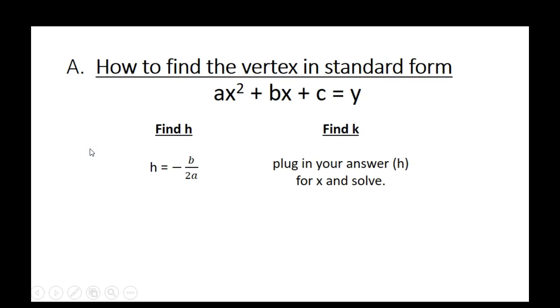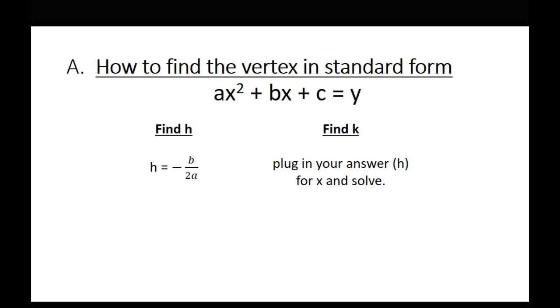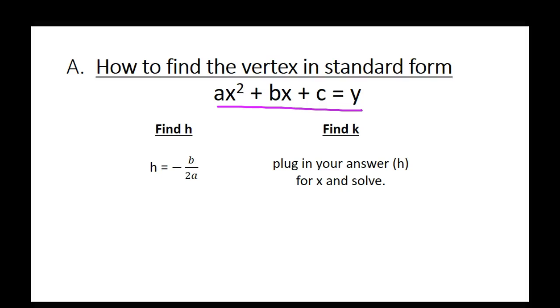So I believe I printed this slide for you. So here's how you find the vertex when you're in standard form. The h, which is the x part of your vertex, is going to be negative b over 2a. To find the k, which is the y part of your vertex, you just plug your answer from this into your equation and find the answer for y. Okay? And that's how we're going to find our vertex in standard form.